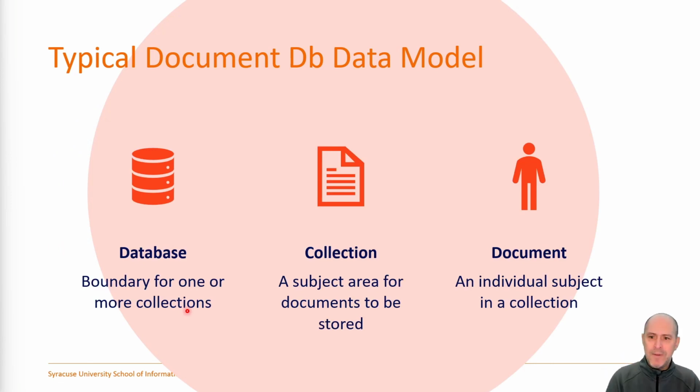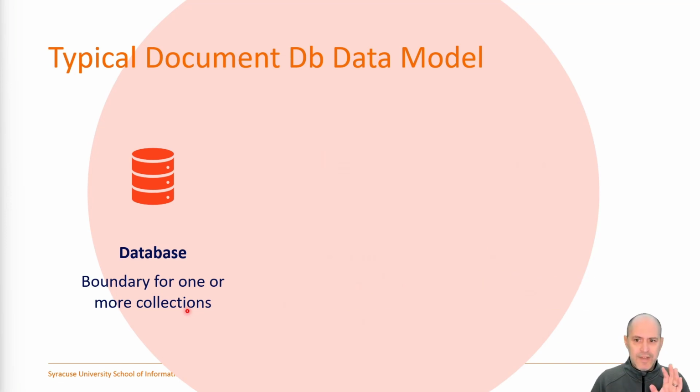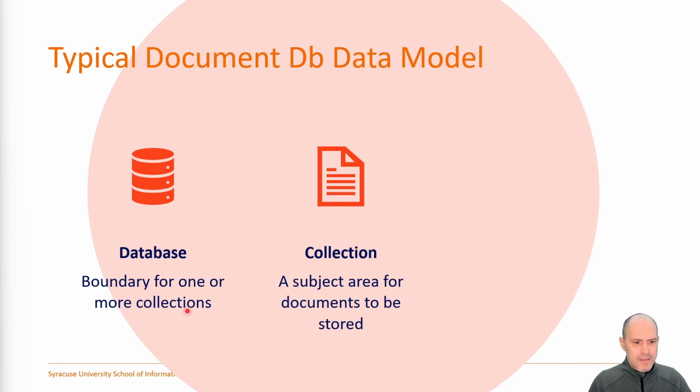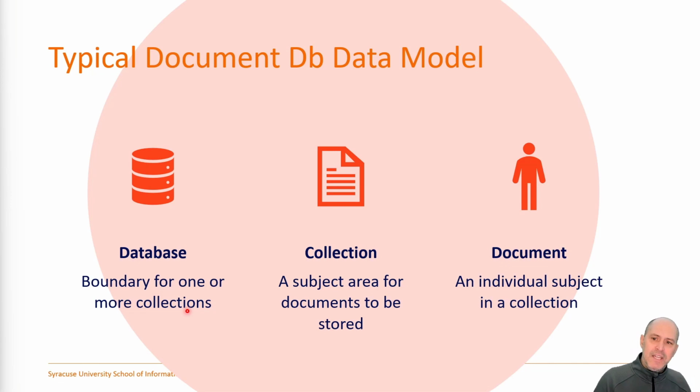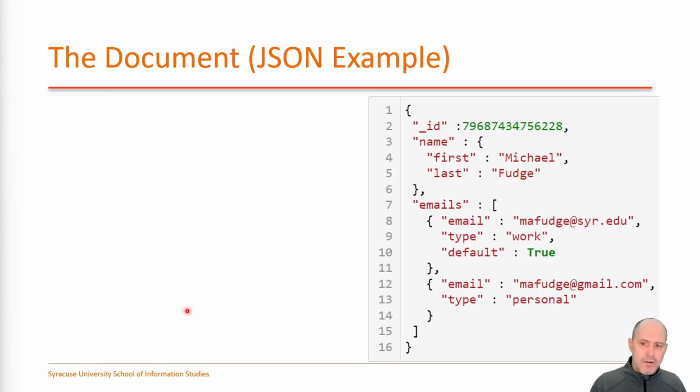So the typical document data model looks like this. You've got this database, you've got this collection of data, which is a subject area of documents, and then you have the individual document. These documents are nothing more than a JSON file. Here's a great example of a document that we would have in a document database. You can see I have these fields or keys or attributes, as they're known in the document model, and then the attributes have a colon and then a value. This is pretty much the JSON format.